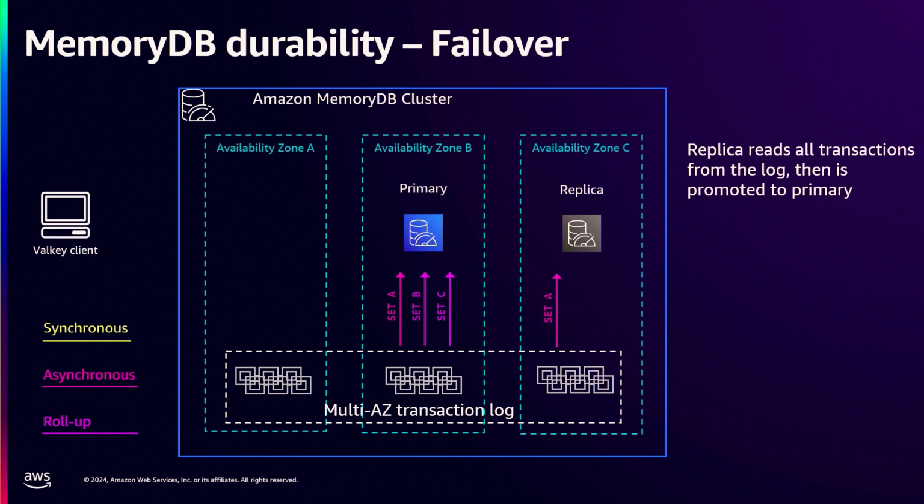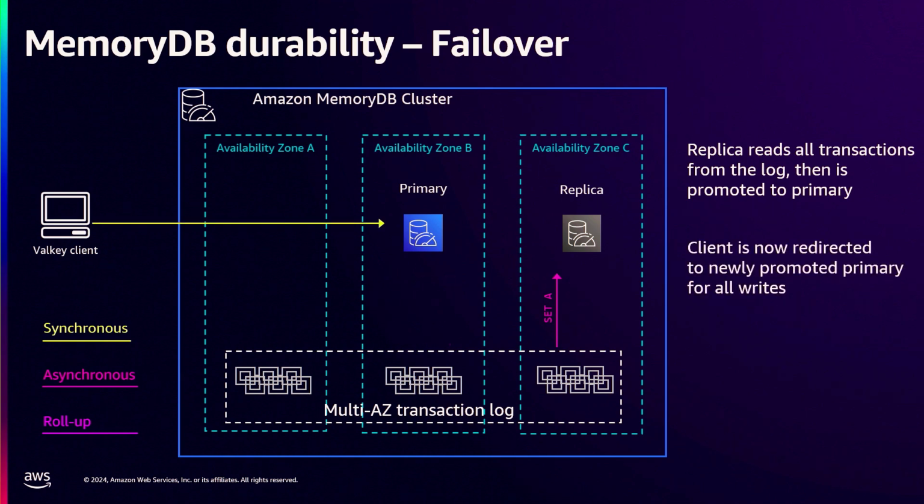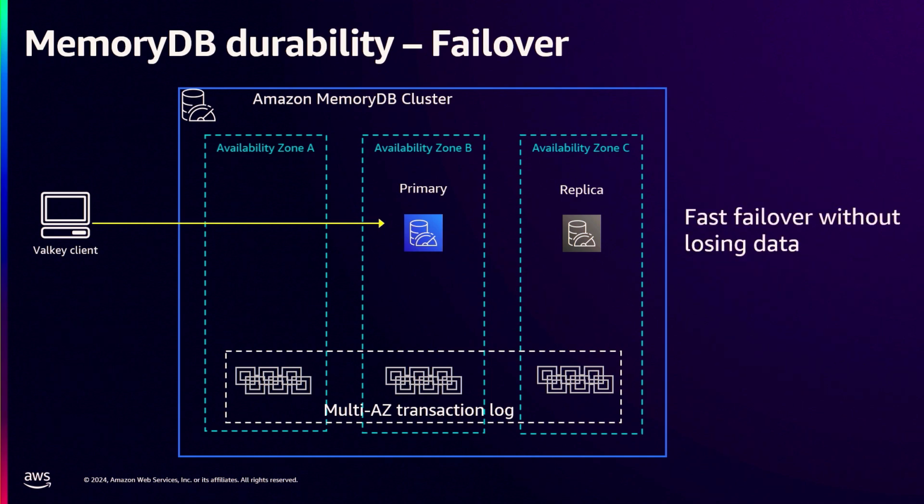And typically this takes less than a second, because we continuously replicate data to the replicas. After the new primary is promoted, the client is redirected to the new primary and sends the IO to the new primary. As we said before, the data will continue to be replicated asynchronously to the replicas. So in case there's another failure, we can do the failover fast, and catching up from the transaction log will be fast. All right, so this is how we provide fast failover without losing data.